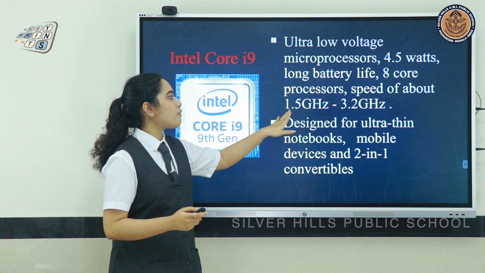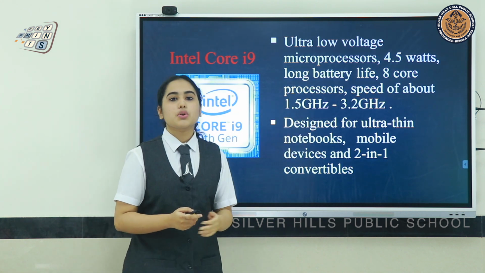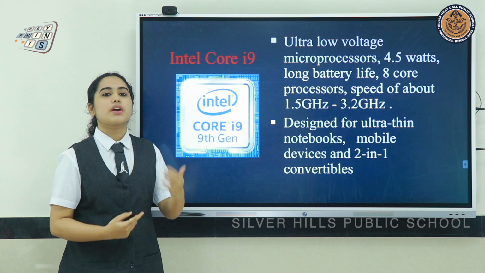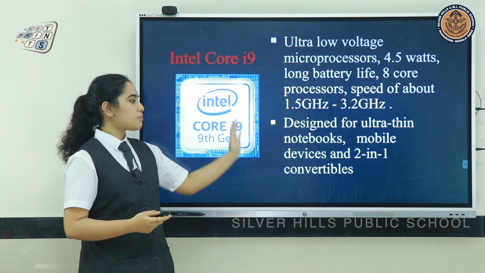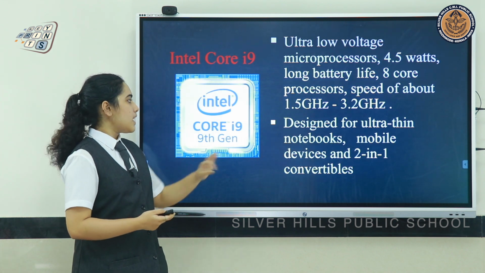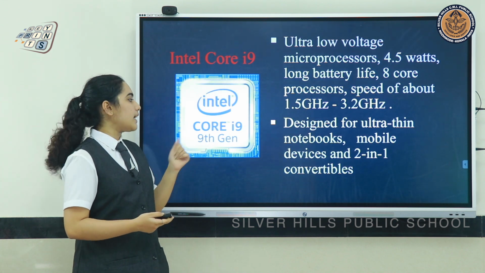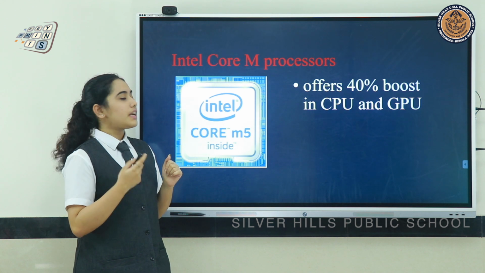And the speed is 1.5 GHz to 3.2 GHz, which means the transmission rate will be very high. And again it is designed for your ultra thin notebooks, mobile devices and 2-in-1 convertibles. So this is an example of Intel Core i9. And then we have the Intel Core M processor.